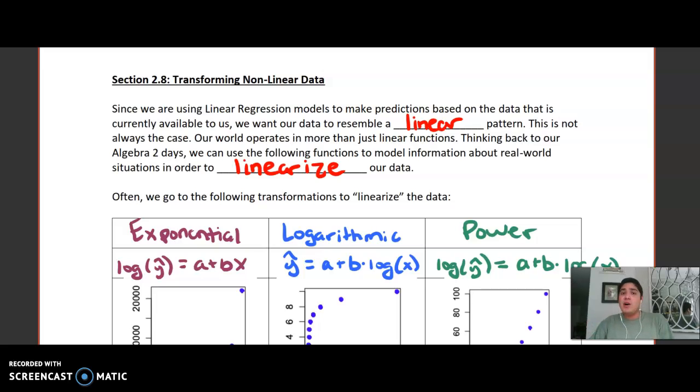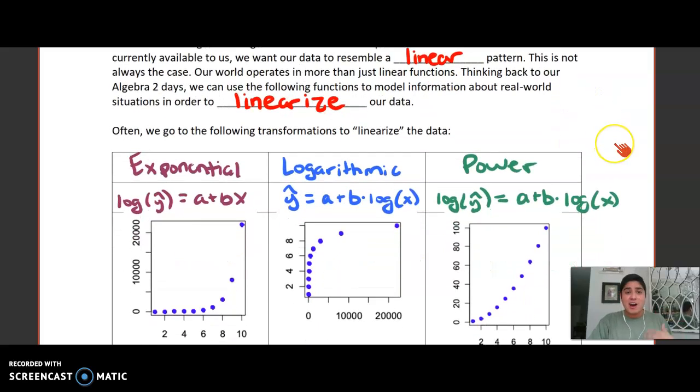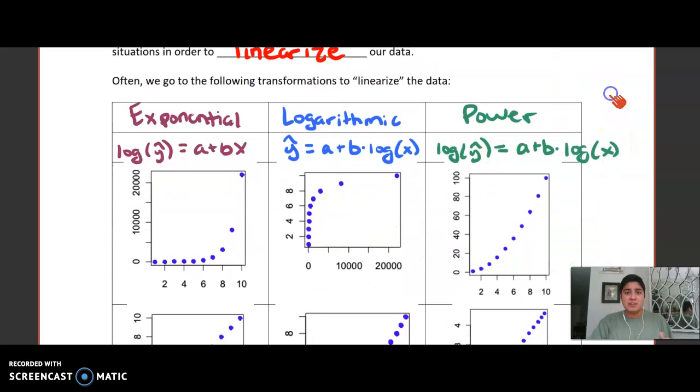Now, the first few lessons were all devoted to linear data and using lines as predictive models. But not everything is going to resemble a linear pattern. Right? So our world operates in more than just linear functions. And so thinking back to your Algebra 2 days, we can use different functions to model information about real world situations in order to what we call linearize the data. Meaning once we transform it, it should appear a little bit more linear. And this is just going back to our functions of logs, natural logs, exponential functions, because we all know our world is not a very linear place.